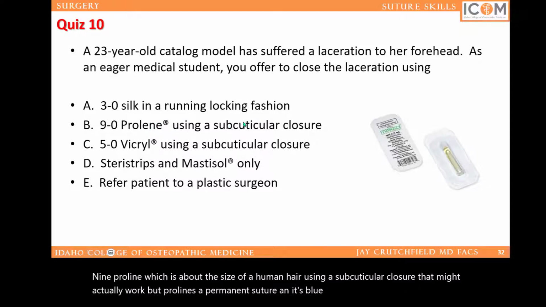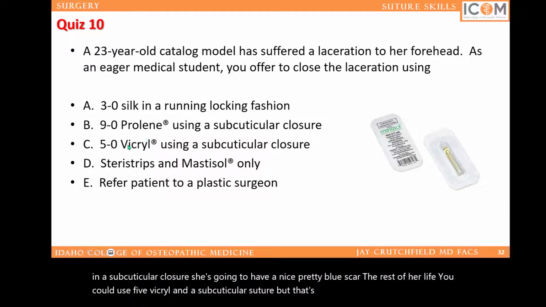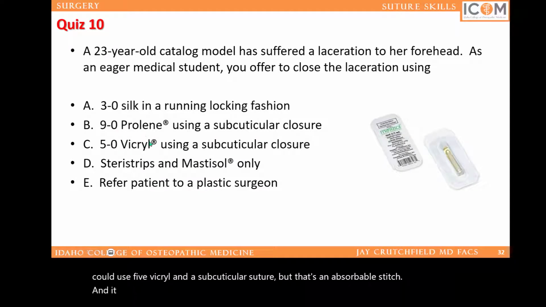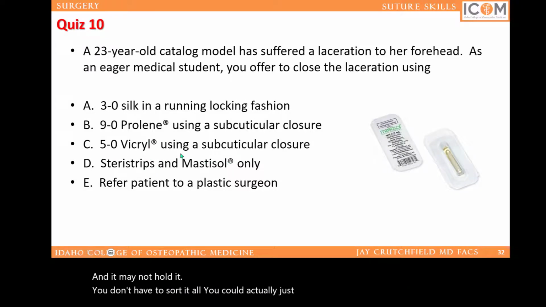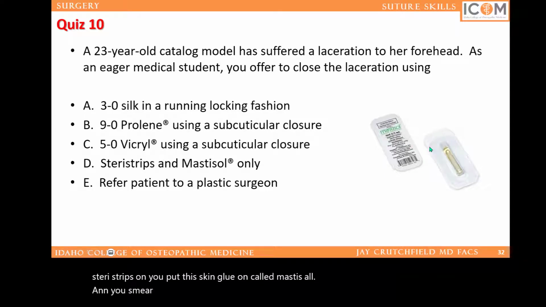And if you use blue in a subcuticular closure, she's going to have a nice, pretty blue scar the rest of her life. You could use 5/0 Vicryl in a subcuticular suture, but that's an absorbable stitch, and it may not hold. You don't have to sew it at all. You could actually just put steri strips on, and before you put the steri strips on, you put this skin glue on called Mastisol. And you smear the Mastisol on, let it dry, and then you put steri strips on. That would work, or refer the patient to a plastic surgeon.